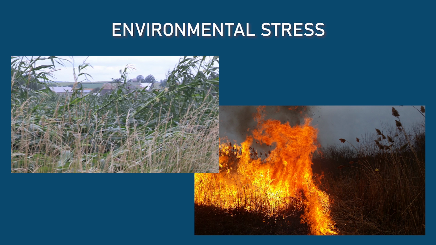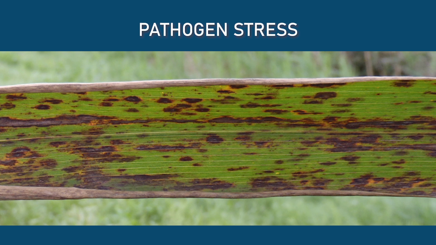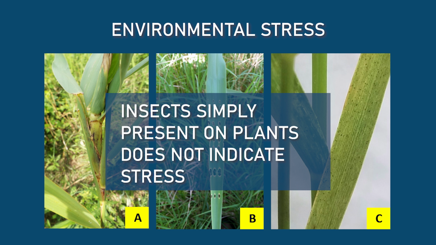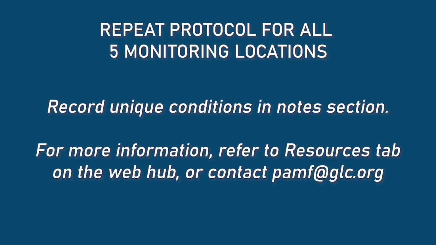Environmental stress may include wind damage, drought, or flood-induced stress. Pathogen or fungal stress can appear as dark spots on leaves. Insect herbivory appears as holes in the plant tissue or insects actively eating the plants. Insects simply present on the plant does not necessarily indicate stress. Repeat this protocol for all 5 monitoring locations. Record any unique conditions or characteristics in the notes section of the monitoring report.